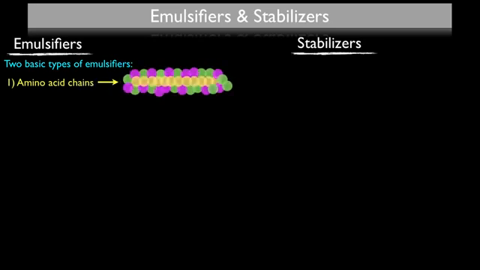The two basic types of emulsifiers that you're going to be using in your kitchen are, number one, amino acid chains. And these amino acid chains, there's some of them that have fat-friendly receptors and water-friendly receptors. So when these are used in an emulsification, when they are mixed together, you have one portion of this amino acid chain that will link to fat, and the other portion which will link to water. And because this amino acid chain is capable of linking fat and water together, it is by definition an emulsifier.